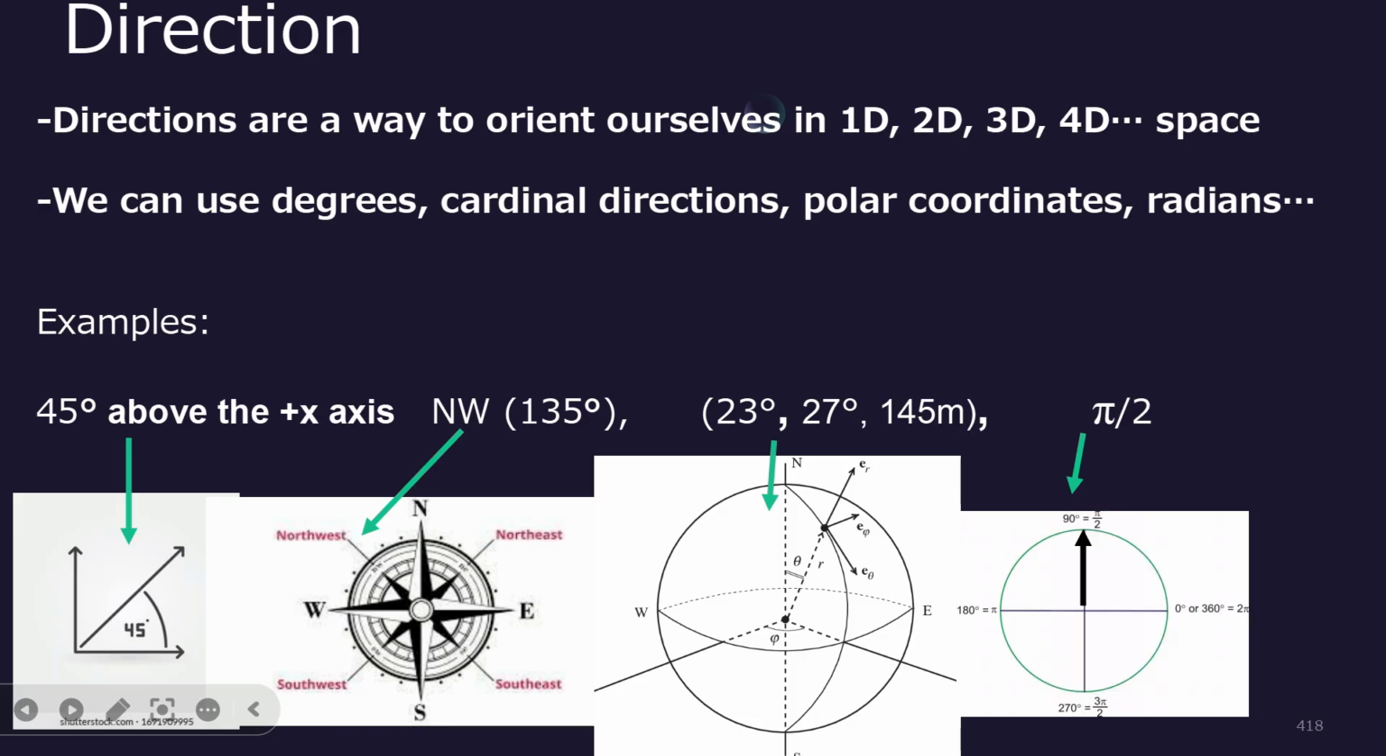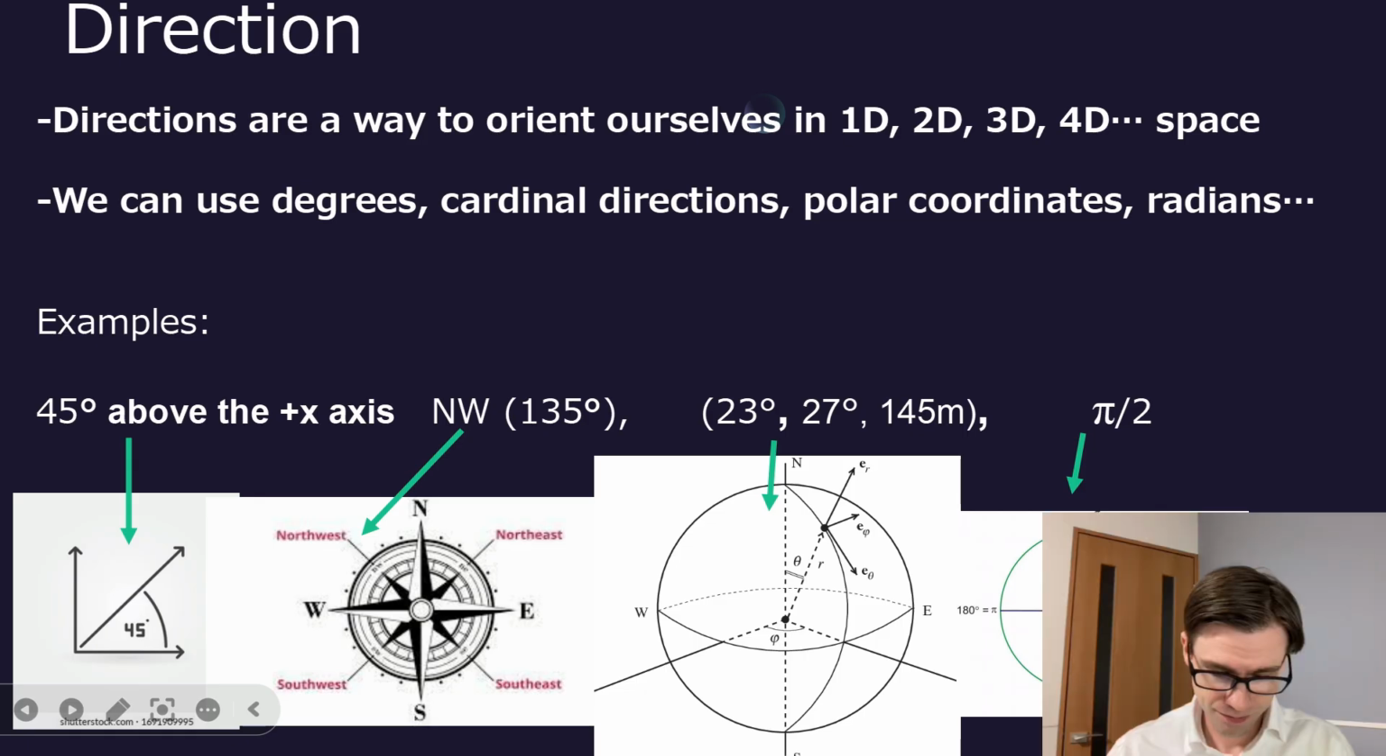And then finally, radians. This is an alternate to degrees that often is better because it has no units. It's really a fundamental mathematical angle around the circle that we can use. So for now, I just want you to be aware that all of these are particular ways of measuring and expressing direction.